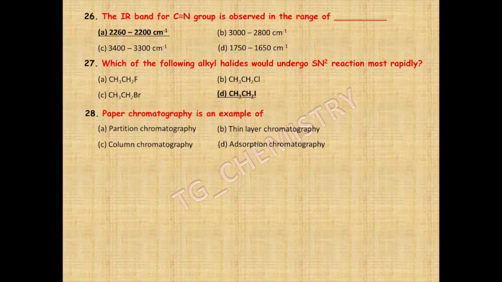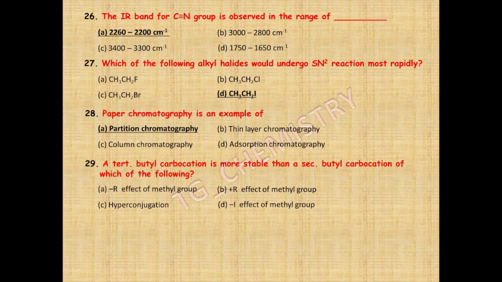Next is, the paper chromatography is an example of, options are A partition chromatography, option B thin layer chromatography, option C column chromatography, option D adsorption chromatography. Now we know that paper chromatography is an example of partition chromatography. So option A is the right answer.